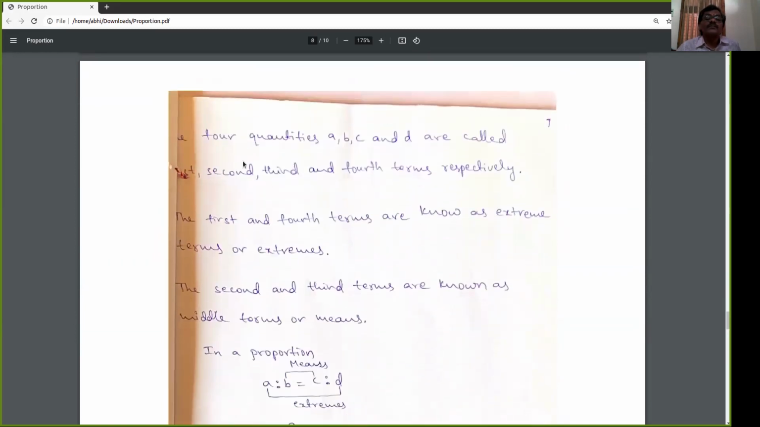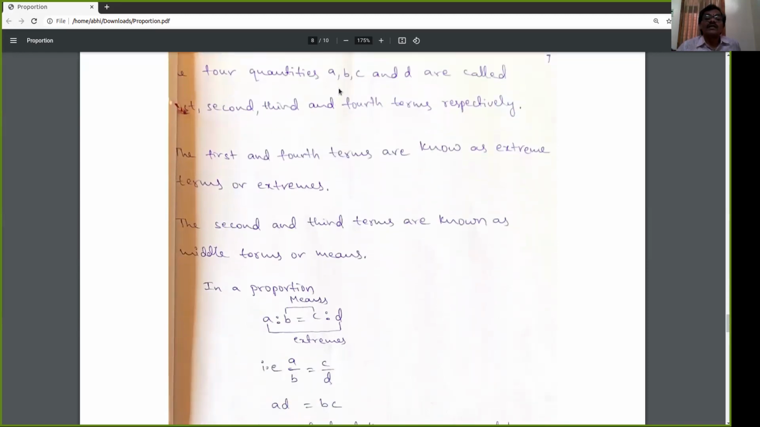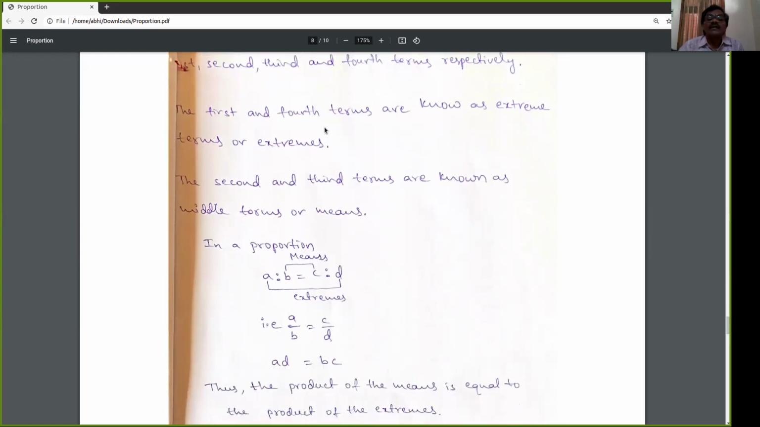Now, four quantities A, B, C, and D are called first term A, B second, C third, and D fourth. If the two ratios A:B and C:D are in proportion, then the product of the first and fourth is equal to the product of the second and third. First and fourth terms are called extremes or extreme terms.